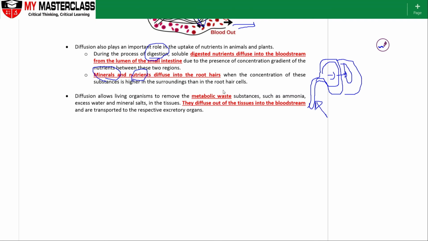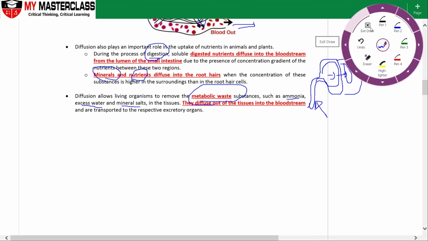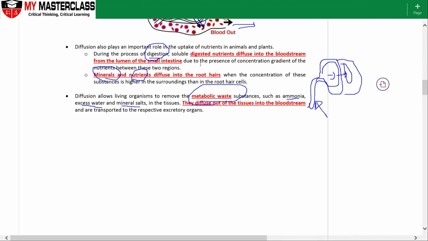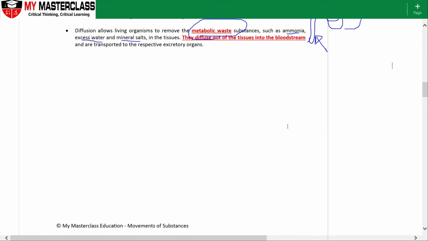At the same time, we also remove metabolic waste. Metabolic waste is waste products produced during metabolism of substances in the body, which you will learn more about when you do nutrition. Some examples are things like ammonia, excess water when we have to go to the toilet, mineral salts, and so on and so forth. That is to maintain a competent environment in the body system and to keep everything in balance.